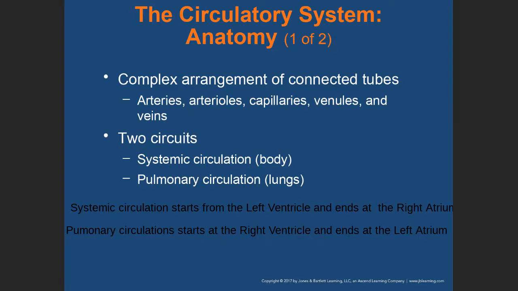The pulmonary circulation is the circulation of blood from the heart to the lungs, and then the blood is returned from the lungs to the heart. With that understanding, it means that the systemic circulation starts from the left ventricle and it ends at the right atrium. And the pulmonary circulation starts at the right ventricle and ends at the left atrium.